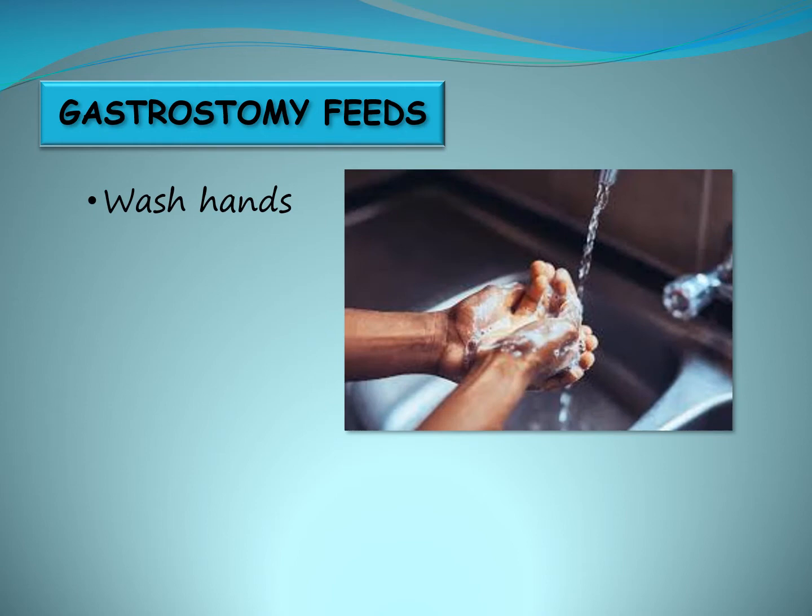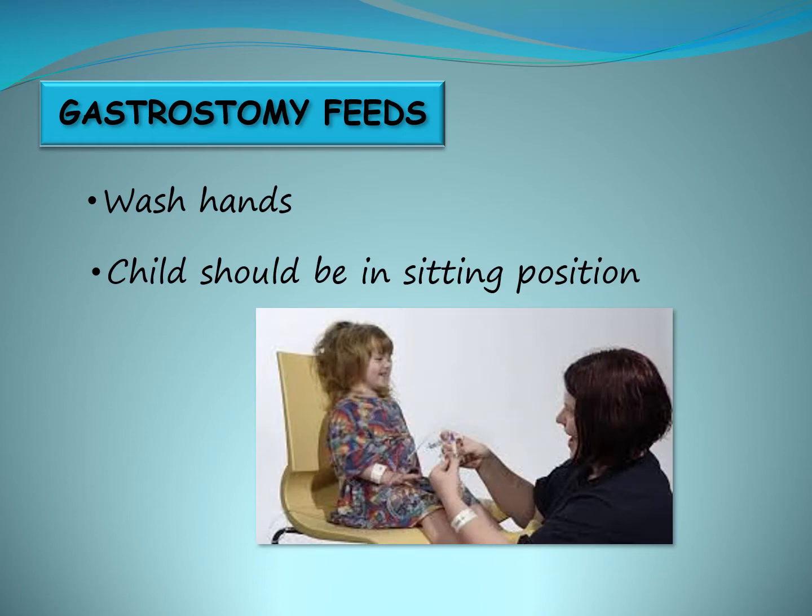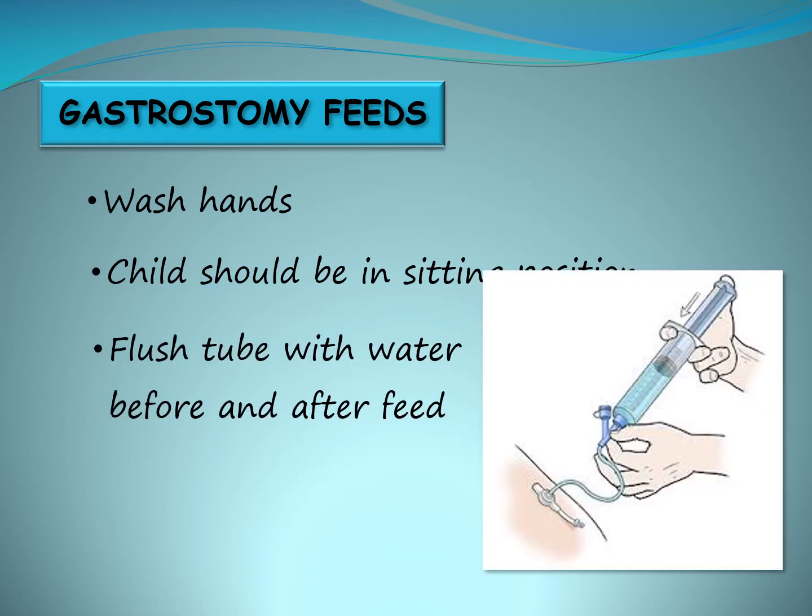Washing your hands is one of the most important steps when providing gastrostomy care. The child should be in a sitting position during a gastrostomy feed. The gastrostomy tube should be flushed with water before and after the feed. This prevents the tube from getting blocked.